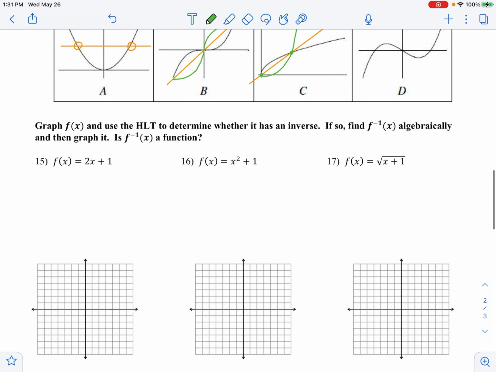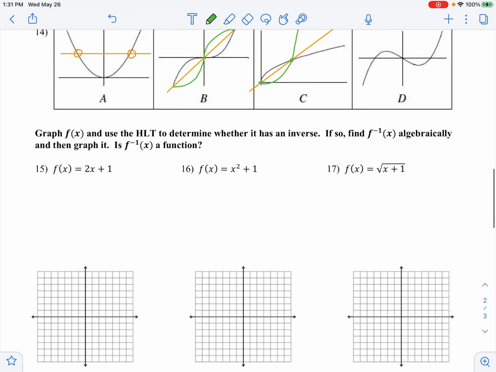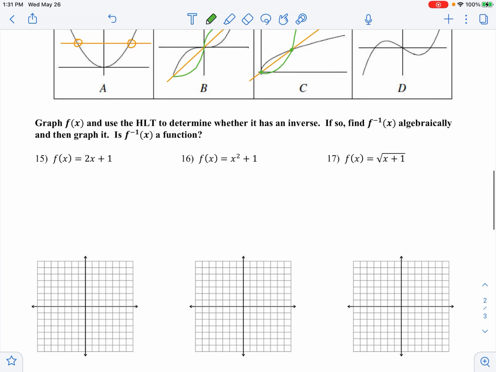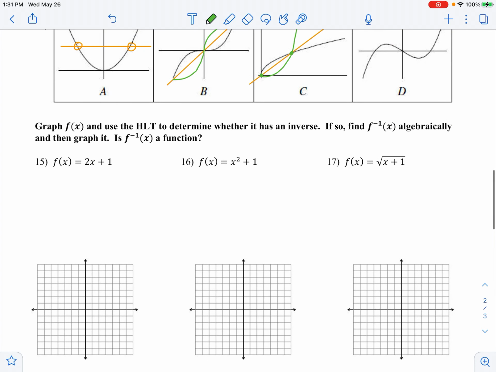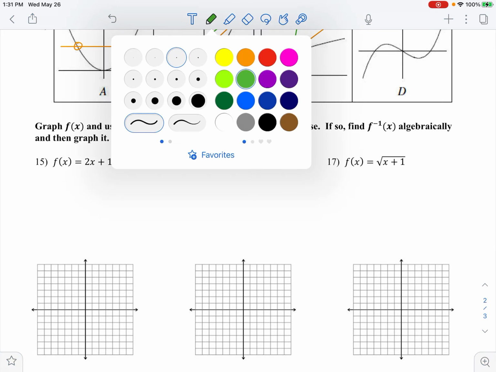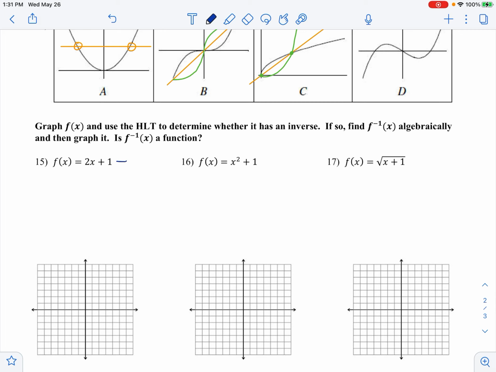All right, we have a few more. Let's talk about finding it algebraically. I think I'm going to skip graphing these if it's okay with you. You can go through and graph them if you'd like. Number 15, let's do that one. This one is a line, and I know that every line is going to pass the horizontal and vertical line test as long as it's not our horizontal or vertical line. And so I'm going to just find my inverse algebraically, and then you can graph them.